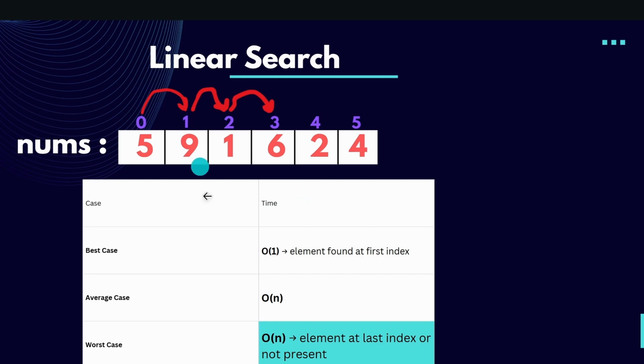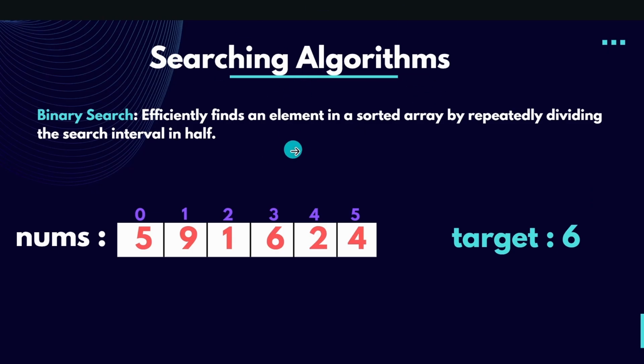If you observe the time complexity, you always consider the worst case. The worst case is order of n, if the element is not present or is at the last index. So I hope you understood linear search. Now, we have only two searching algorithms. Linear we completed, now the binary search.